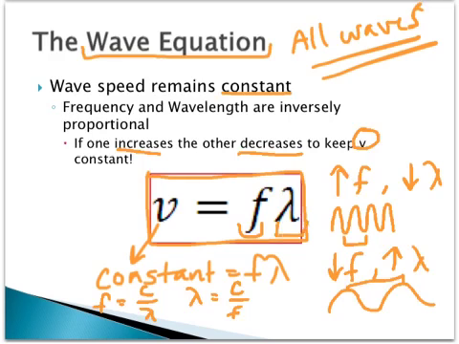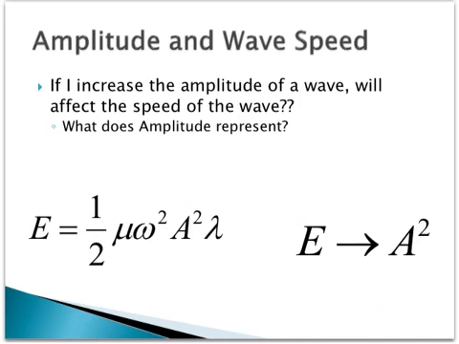So that leads us to what happens to the amplitude. Let's think about that. An amplitude really is caused by your disturbance. So say here's your hand. Say this is a rope.